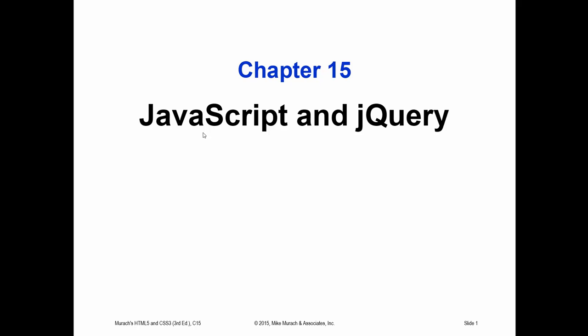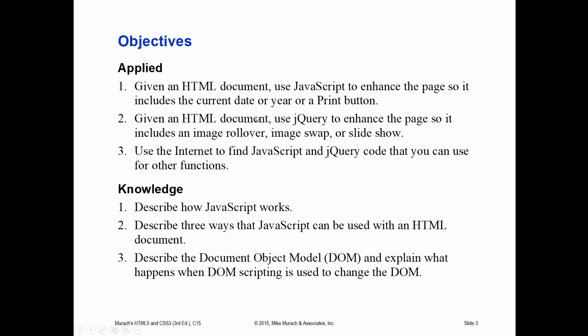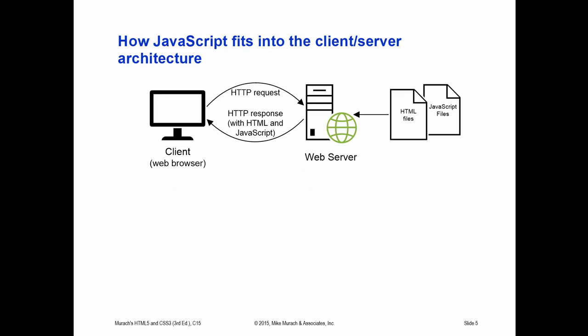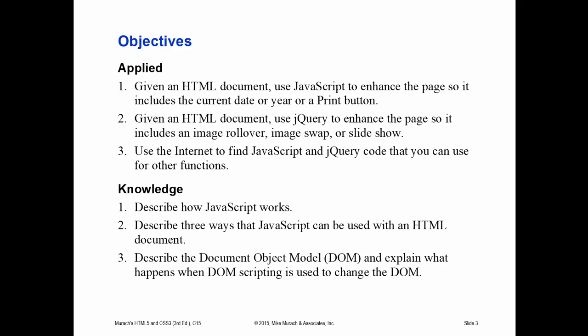We're up to the beginning of Section 3, which is Chapters 15, 16, and 17. In Chapter 15, we get an introduction to JavaScript and jQuery. And you'll notice we have 3 applied objectives and 10 knowledge objectives.